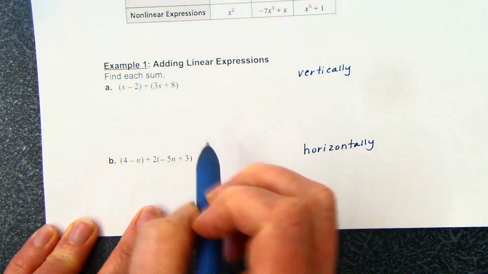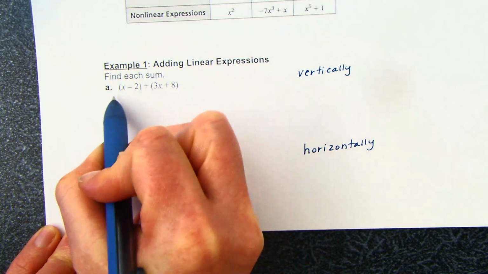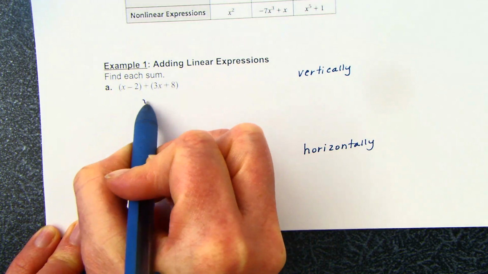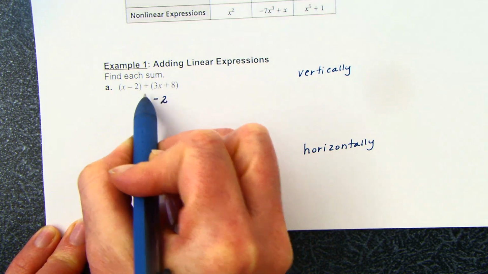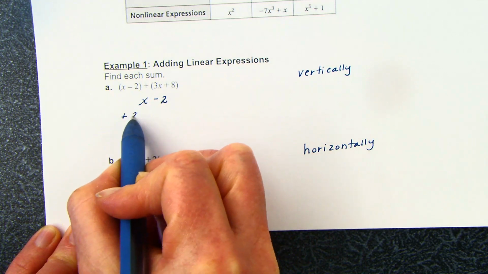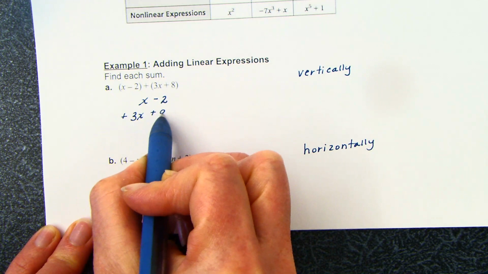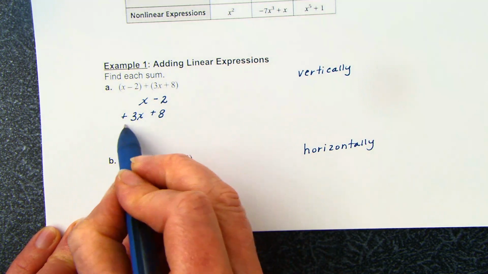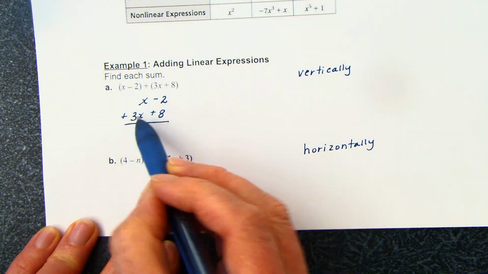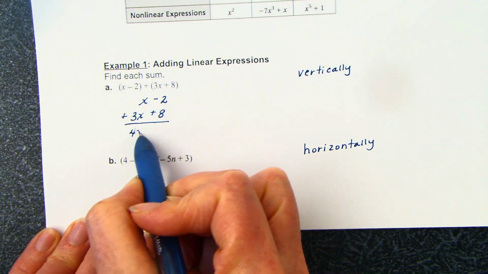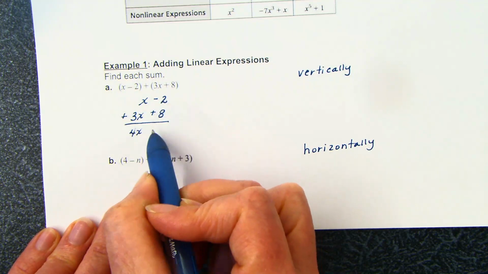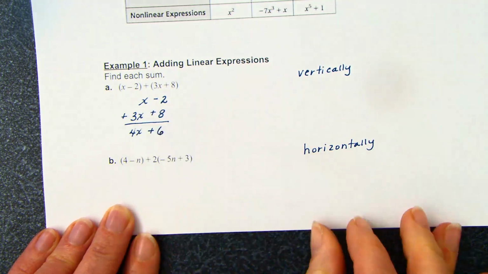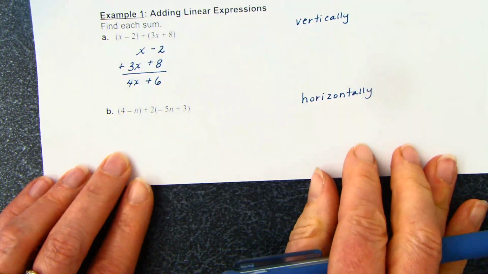So to find this sum, if you're going to line them up, we'll take this unit and we will add. So we got x minus 2, and we're adding on to that 3x plus 8. So I have the like terms stacked on top of one another. And now I've got x plus 3x is 4x, and negative 2 plus 8 is positive 6. All right, so you just want to line it up so the like terms are together.